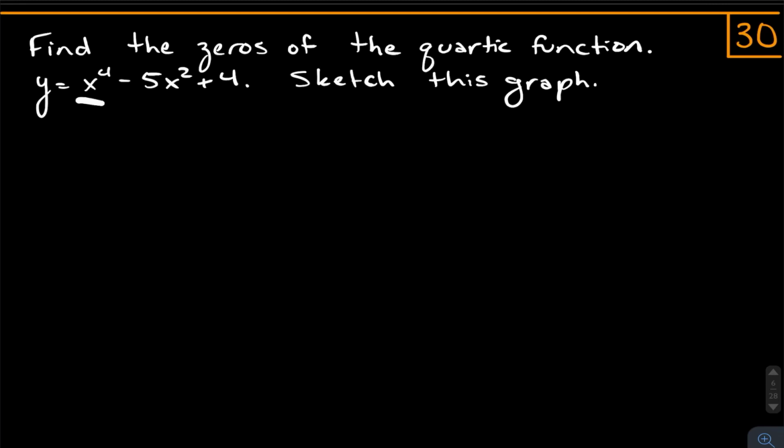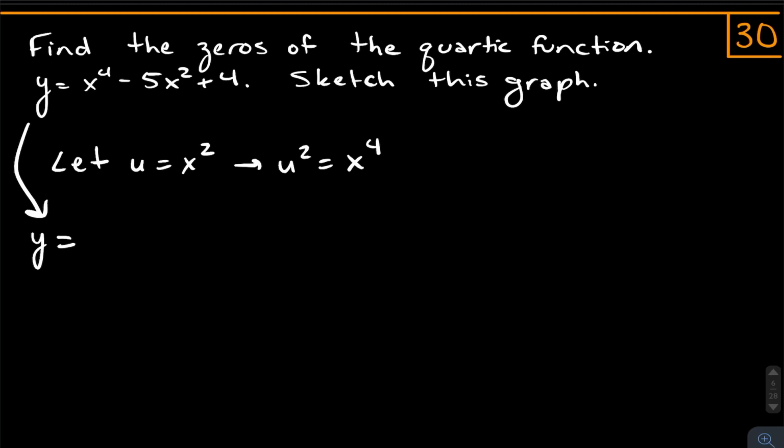But what you actually have to realize here, since we have an x to the fourth and an x squared, is that it actually kind of looks like a quadratic. Let me show you what I mean. If we said let u equal x squared, quartic means to the fourth power, and quadratic means that you have an x squared in there. But if u is x squared, that means u squared is x to the fourth power. And so the x to the fourth power right here is just going to be u squared. Then we get minus 5x squared, which is u, and plus 4. And so this is a quadratic.